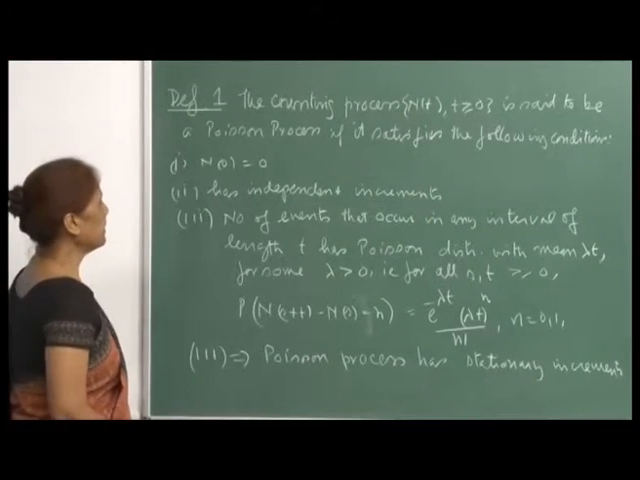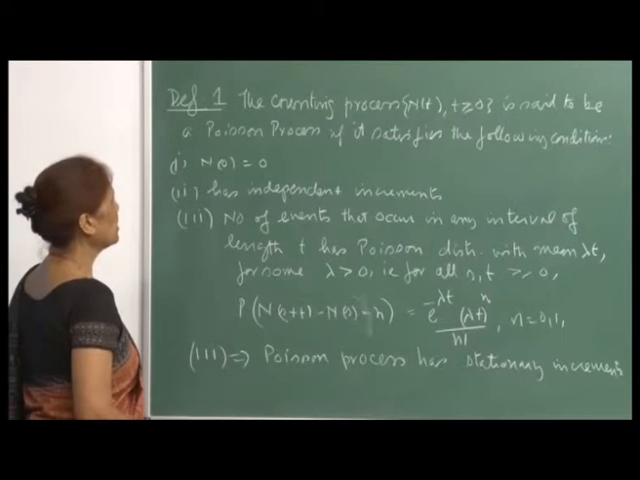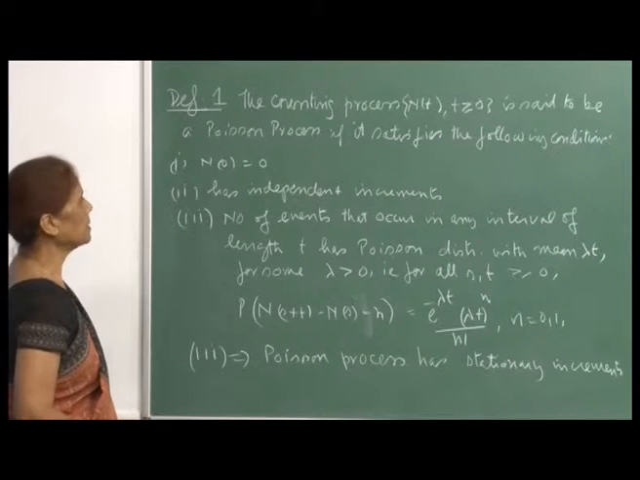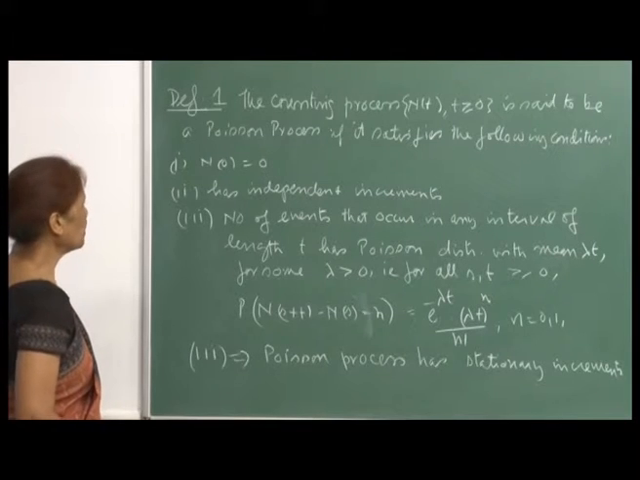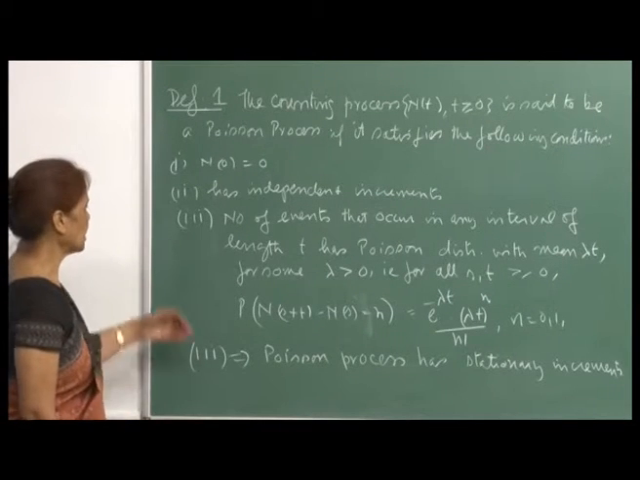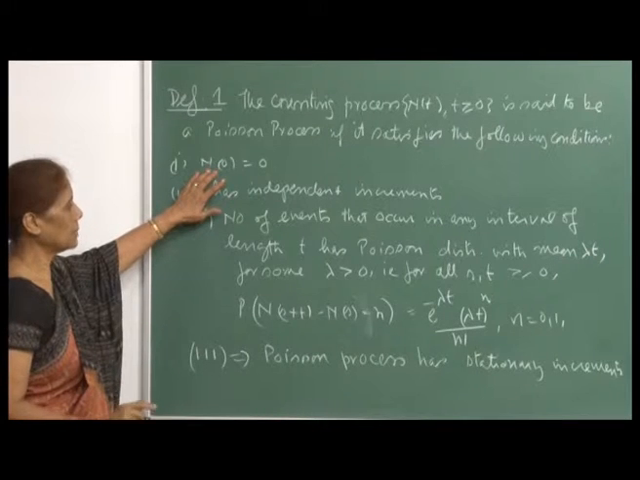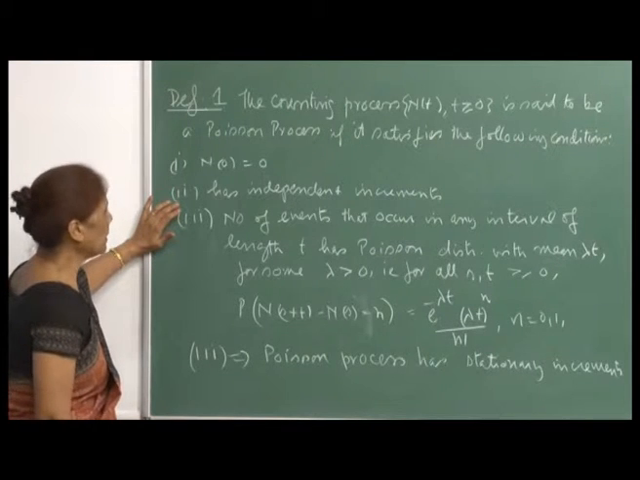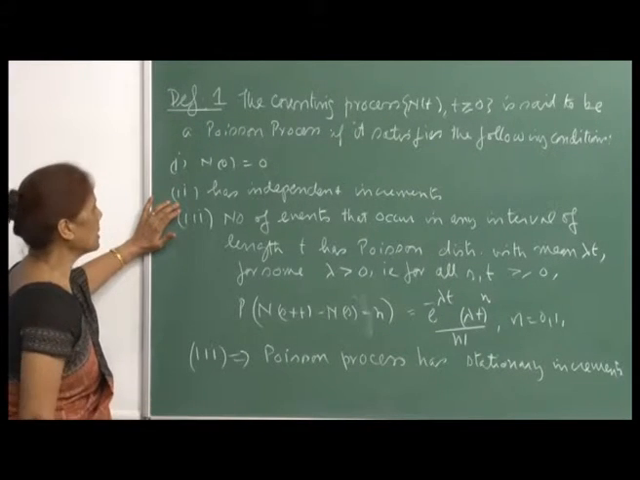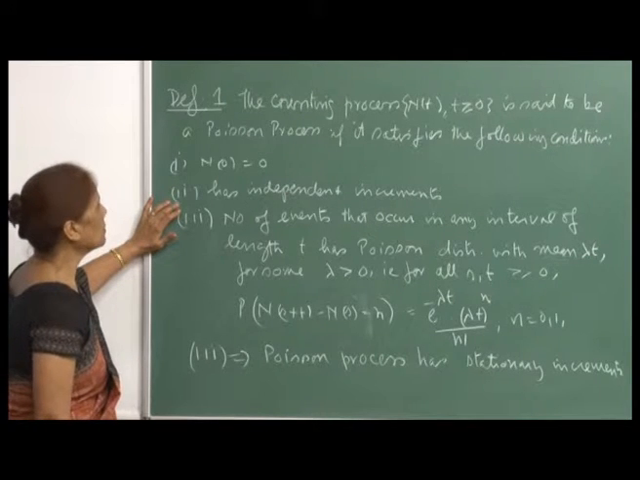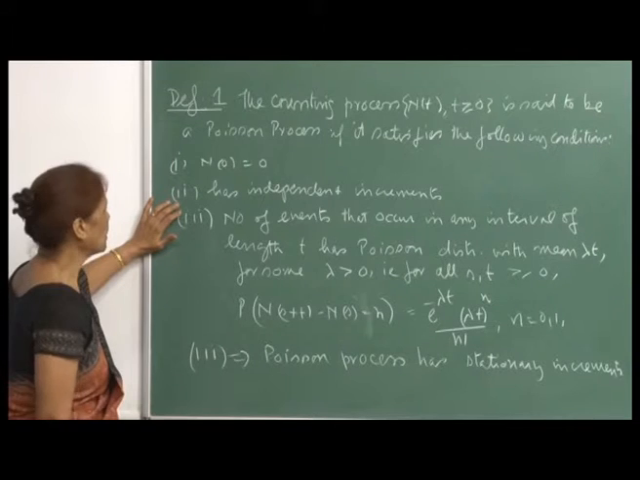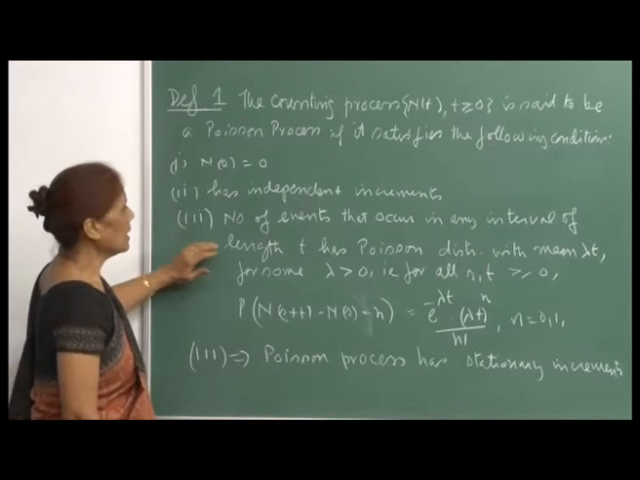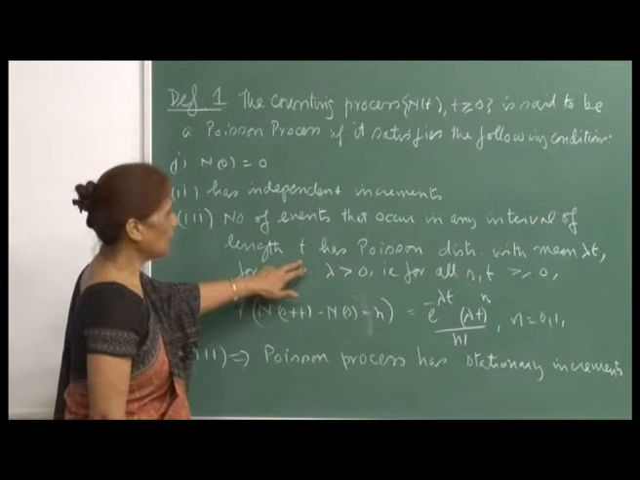So, after having defined a counting process, now I make a definition of a Poisson process. What we are saying is that the counting process N(t), t greater than or equal to 0, is said to be a Poisson process if it satisfies the following conditions. As we said, we start the counting from time t equal to 0. So, 1: N(0) is 0. 2: it has independent increments, which we have already discussed. Then 3 is that the number of events that occur in any interval of length t has a Poisson distribution.